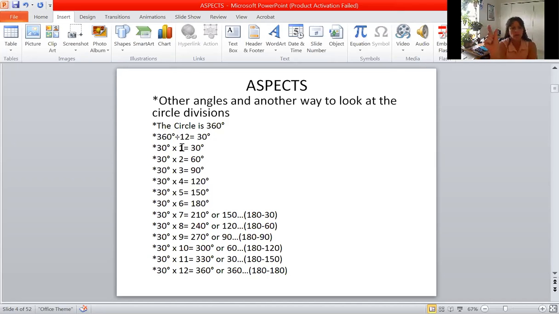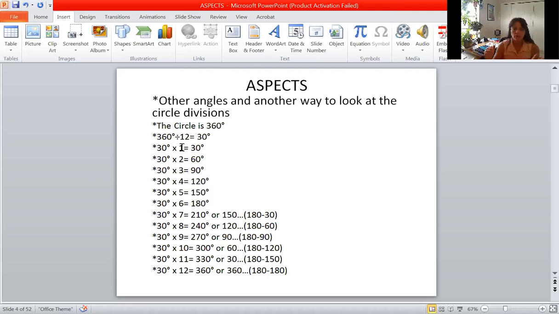That's one of those little squares, the one house. That's 30 degrees. If we multiply that by 2, we're going to get 2 houses, or 60 degrees. If we multiply it by 3, we're going to get 90, 120. If we multiply it by 5, we get the 150. And then if we multiply it by 6, we get 180. Okay, now hang with me with this.